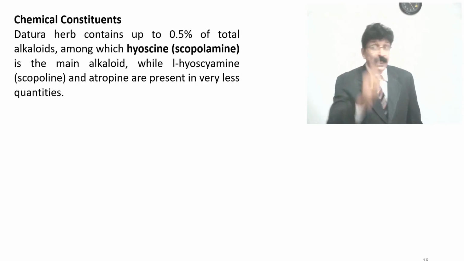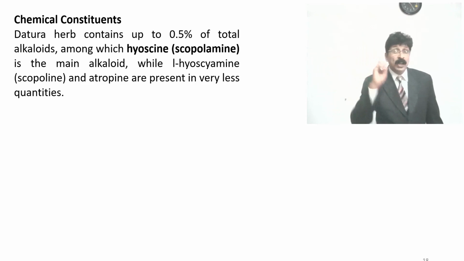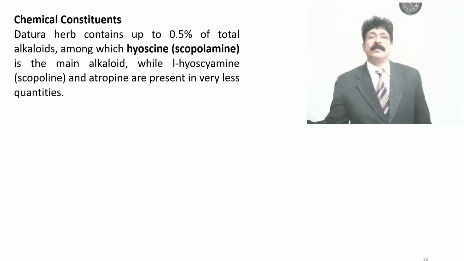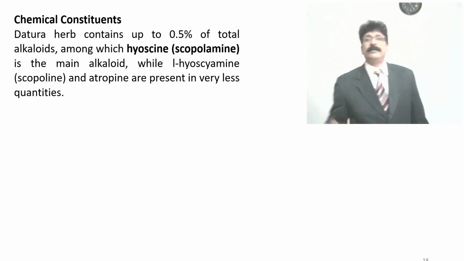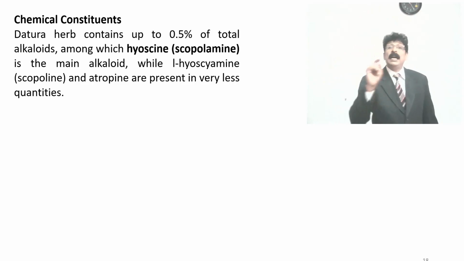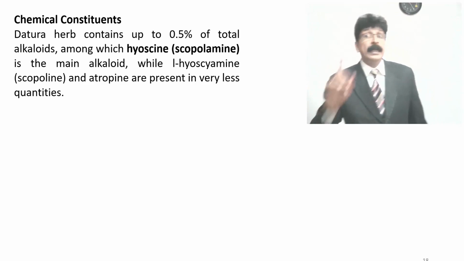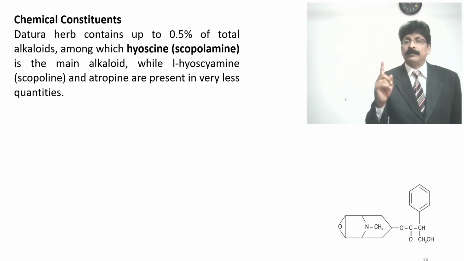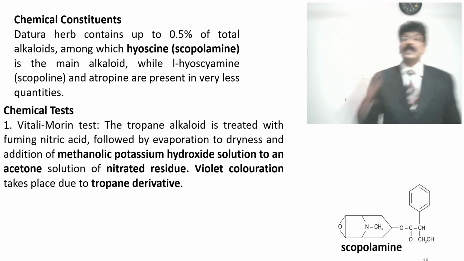And the chemical constituents: datura herb contains up to 0.5% of total alkaloids, among which hyoscine is the main alkaloid. As I told, hyoscine means scopolamine. Hyoscyamine and atropine are similar. Hyoscine and scopolamine are similar. L-hyoscyamine, scopolamine and tropane alkaloids like atropine are present in very small quantity in datura, but they are present in more quantity in belladonna. So this is scopolamine.